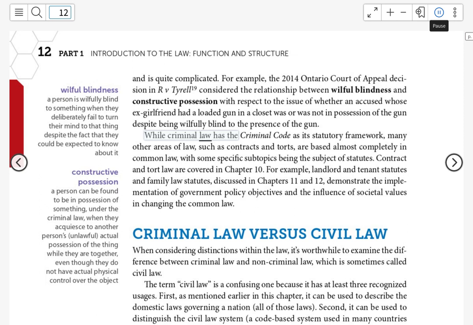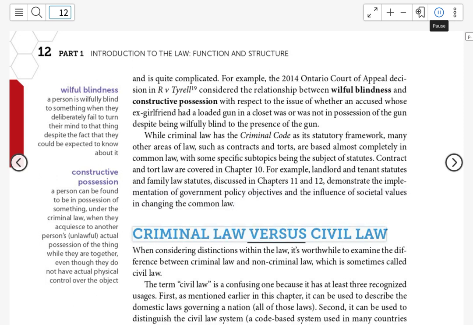While criminal law has the Criminal Code as its statutory framework, many other areas of law, such as contracts and torts, are based almost completely in common law, with some specific subtopics being the subject of statutes. Contract and tort law are covered in Chapter 10. For example, landlord and tenant statutes and family law statutes, discussed in Chapters 11 and 12, demonstrate the implementation of government policy objectives and the influence of societal values in changing the common law.